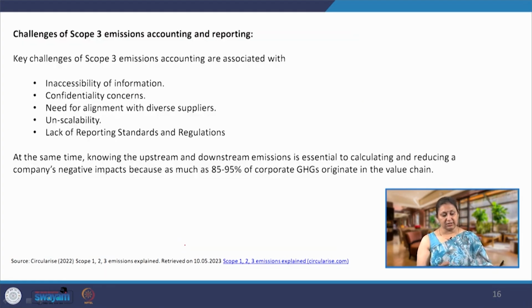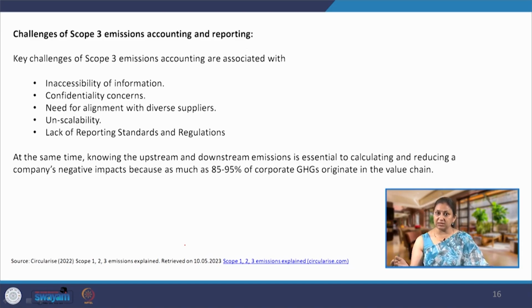So, if we look at the key challenges and summarize them, it is about inaccessibility of information in a lot of cases where measurement and verification is not being done regularly, confidentiality concerns, need for alignment with diverse suppliers, so bringing everybody on board and following the same path, unscalability of data management systems, and lack of reporting standards and regulations. In a large number of countries, we still do not have data reporting standards and regulations.